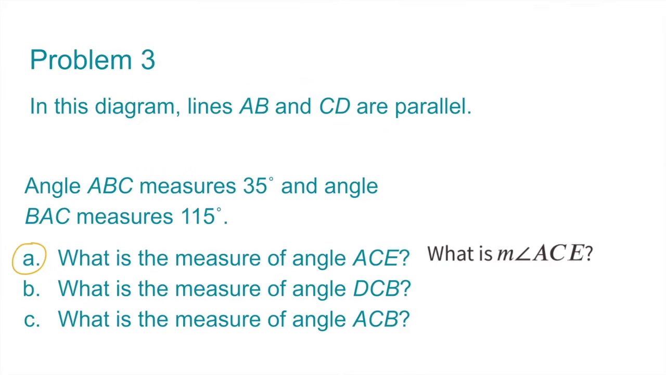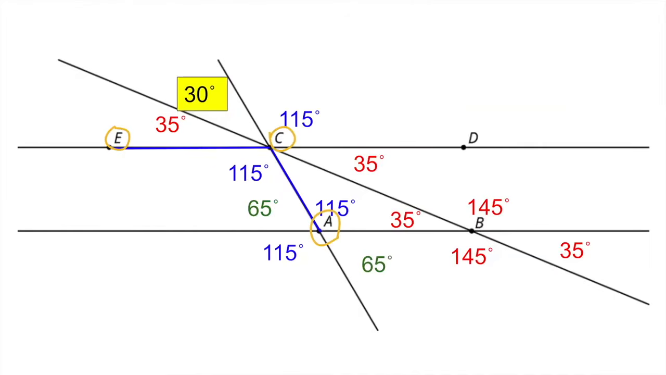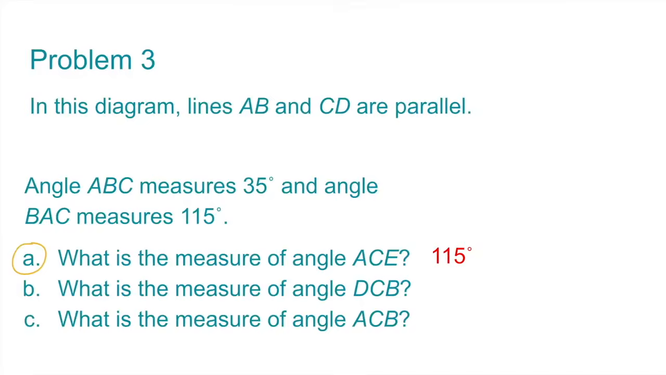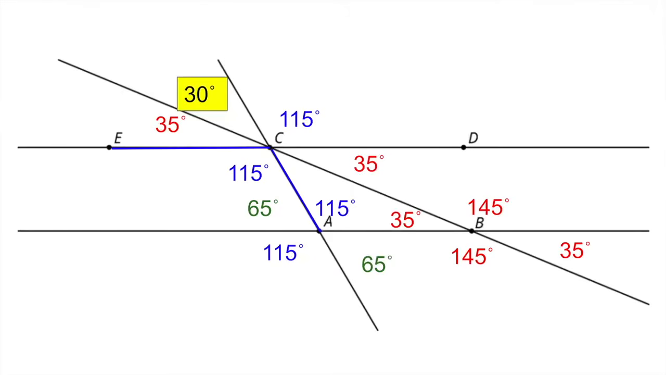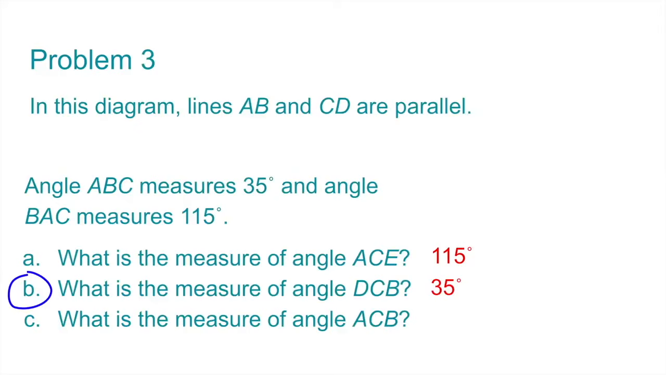This question can be translated to, what is the measure of angle ACE? Let's go back and look at ACE. Here's angle ACE, and 115 degrees is the measure for angle ACE. B. What is the measure of angle DCB? Well, we have to look for DCB. There's D, there's C, and there's B. So 35 degrees is the missing measure for angle DCB.